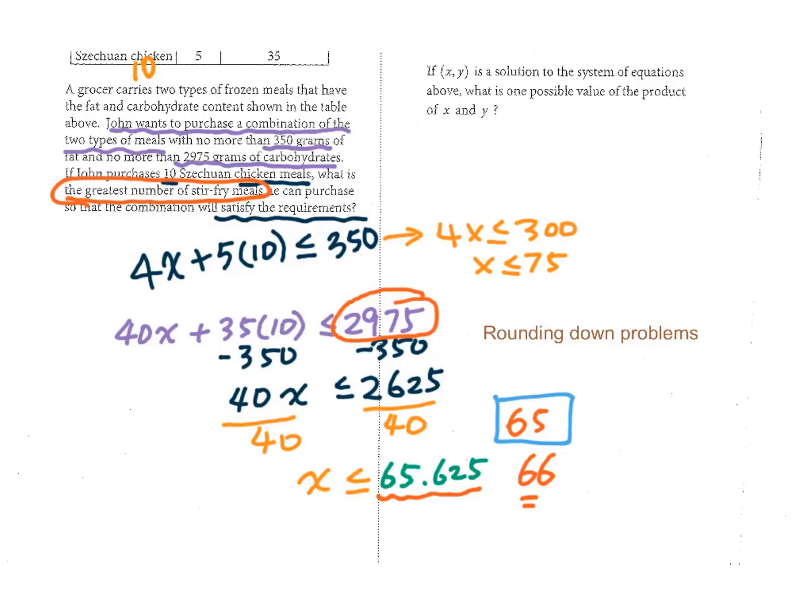We call this kind of problem a rounding down problem. In the real world, it always happens. Even though this is a 6, you cannot round up to 66 because it will not satisfy the requirements if you round up. You always round down, no matter how high this number.